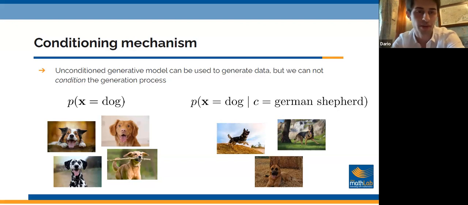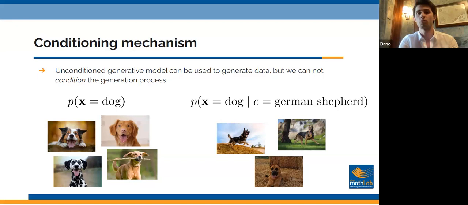And to understand what the conditioning mechanism does, I just make a silly example where X is a random variable, and P of X is the probability of sampling a picture of a dog. What actually a GAN would do is sampling some pictures like this. We have different breeds, but we don't want this in general. We want to condition the generation process. So we want something more like on the right. We want a picture of a dog given the fact that the dog is a German Shepherd. This is just an example, but I think it gives an idea of what we want. We don't want just solutions, but we want to be able also to say which solution we want.